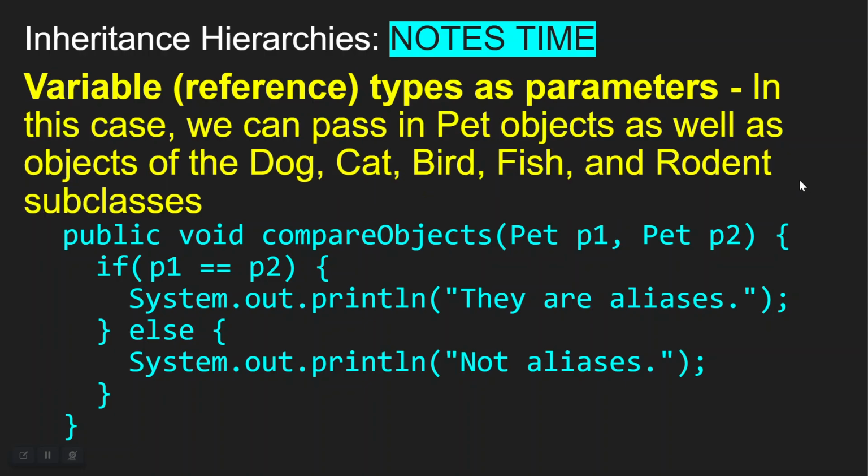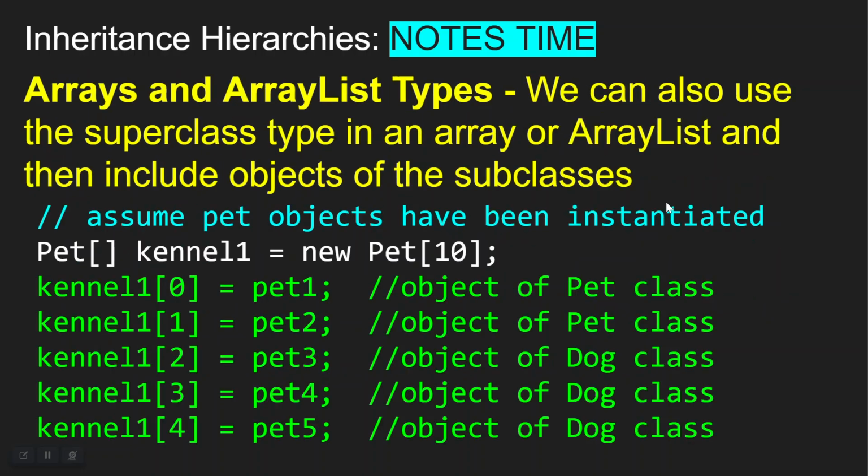So this works. But what's nice about this is, thanks to polymorphism, we can also pass in objects of the Dog, Cat, Bird, Fish, and Rodent subclasses. Even though this method is defined with Pet variables, if I call compareObjects, I can pass in two Dog objects to see if they are aliases, or two Cat objects to see if they are aliases. So this will work for the subclasses as well, is the point of this whole thing.